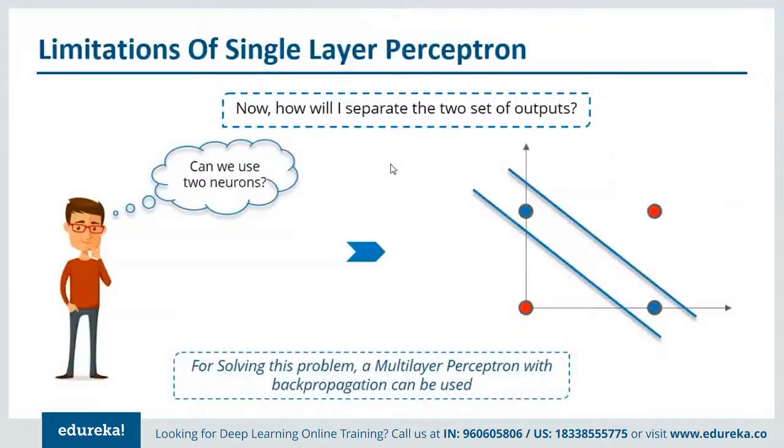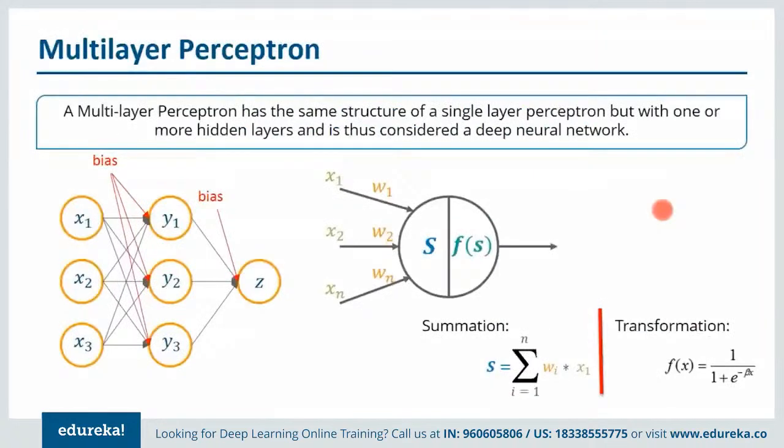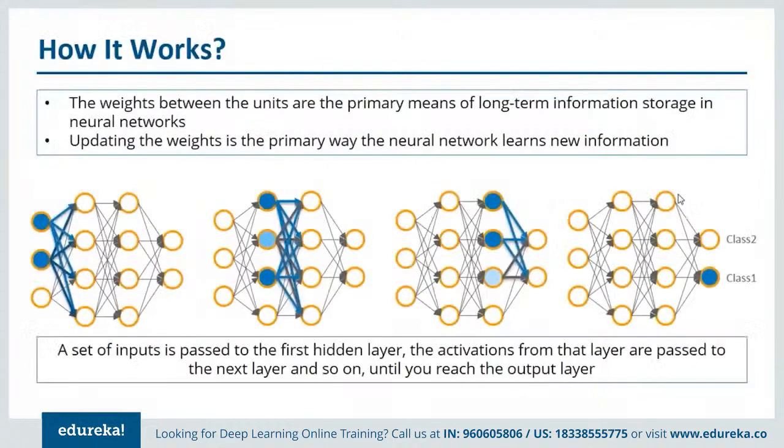So this is where we use multi-layer perceptron with backpropagation. So what are multi-layer perceptrons? Multi-layer perceptrons have the same structure as the single layer perceptron. The only difference is they have more than one hidden layer. Let me explain it with an example. This is how a typical multi-layer perceptron looks. We have an input layer, two hidden layers, and one output layer as well. Each neuron is connected to the neurons present in the adjacent layer, but the neurons of the same layer are not connected to each other.